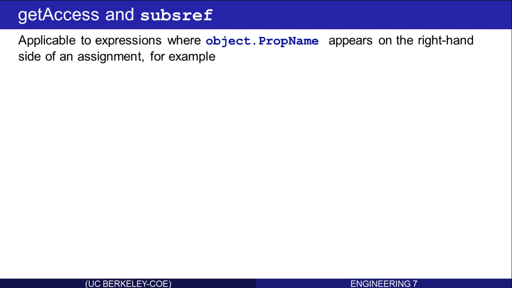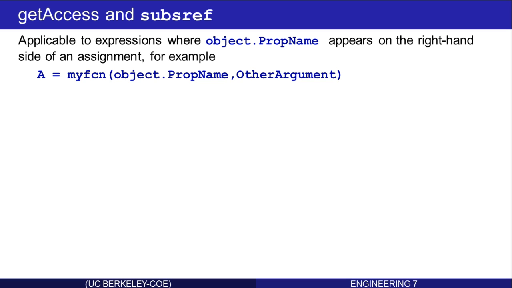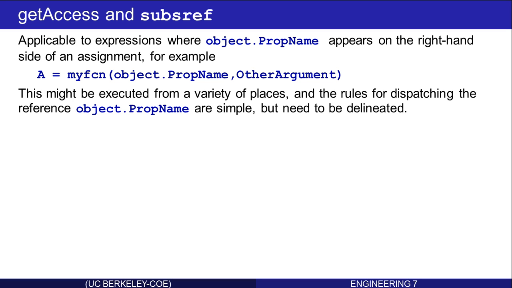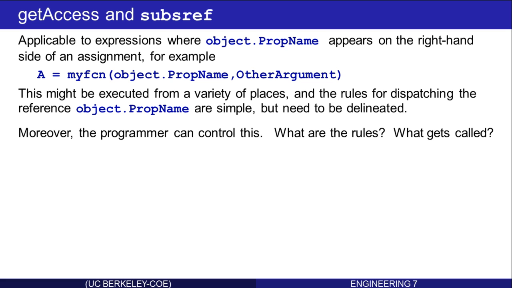Exactly the same ideas hold for get access. This is relevant for expressions where object.propertyName appears on the right-hand side of an assignment. For example, here, where object.propertyName is an argument to the myFunction call. As before, this type of property reference might be executed from a variety of places, and the rules for dispatching it are simple but need to be clarified. Again, the programmer can control this, and what are the rules and what gets called is very similar.